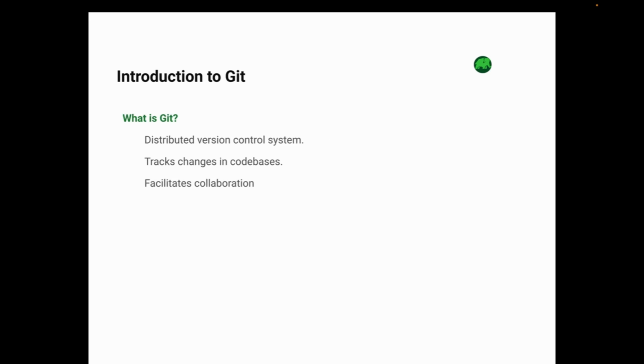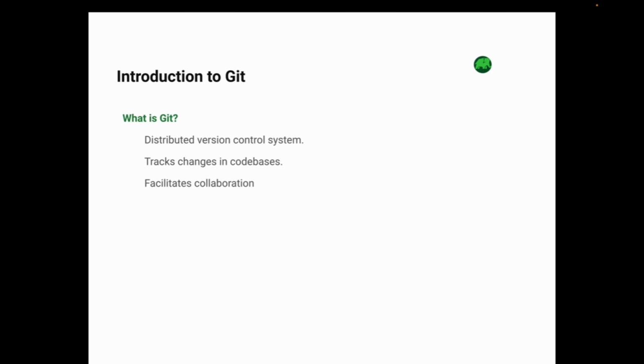First off, what is Git? Well, Git is a distributed version control system, which means it allows multiple people to work on the same code base at the same time. It tracks every change made to the code, so you can easily collaborate with your team or roll back to previous versions of your project.